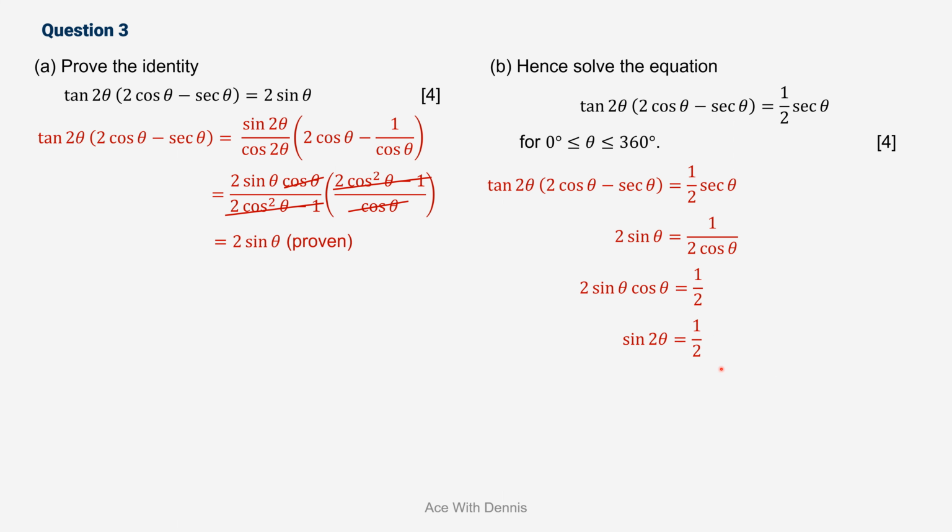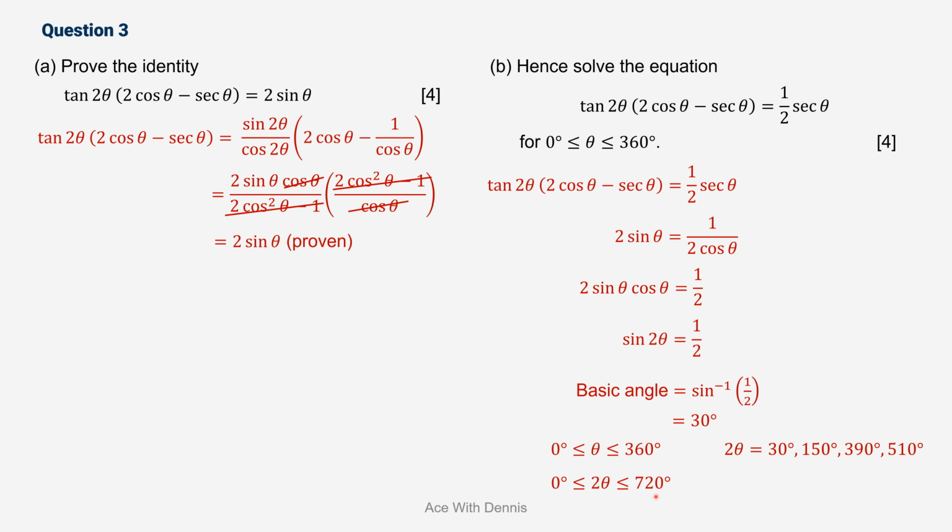So from here, now we can start to solve this equation. First, we find the basic angle, which is the inverse of sine half, and we get 30 degrees. Next, we check the range. Given the range of theta is from 0 to 360 inclusive, 2 theta will be from 0 degrees to 720 degrees. Since it is a positive sine, it is in the first and the second quadrant. So 2 theta will be 30 degrees and 150 degrees. This is from the first quadrant and this is from the second quadrant.